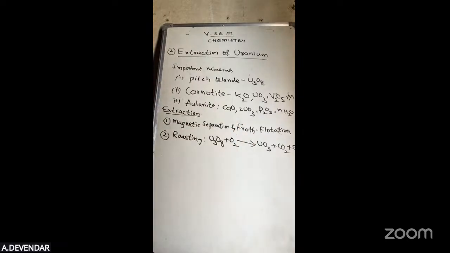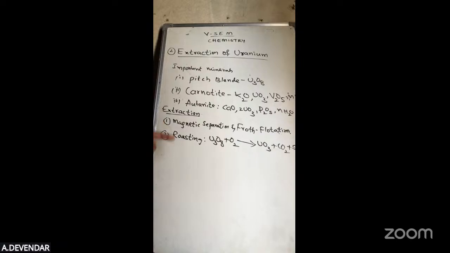Leaching will take place. So in the first method, the pitchblende is crushed into fine powder and subjected to magnetic separation. The magnetic ore is kept on one side and the other impurities are separated. During the froth flotation method, any sulfur content present will also be removed.